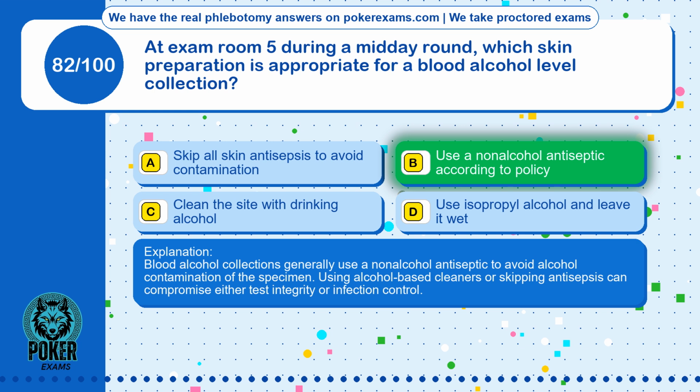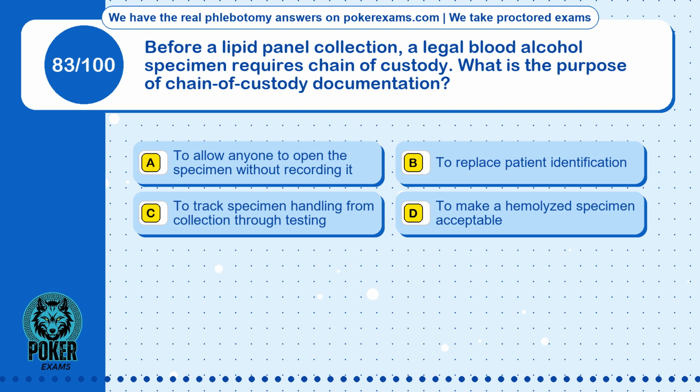Question 83. Before a lipid panel collection, a legal blood alcohol specimen requires chain of custody. What is the purpose of chain of custody documentation? Option A. To allow anyone to open the specimen without recording it. Option B. To replace patient identification. Option C. To track specimen handling from collection through testing. Option D. To make a hemolyzed specimen acceptable.